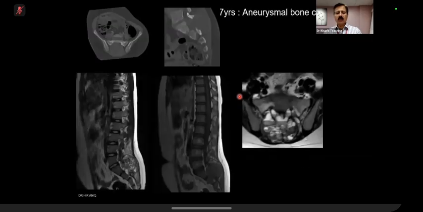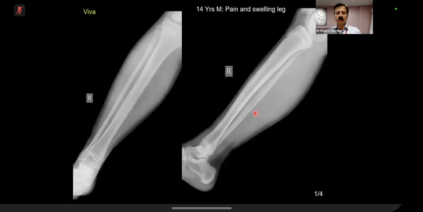Aneurysmal bone cyst in the spine. In the earlier section, we did a lot of lesions in the posterior elements, osteoblastoma, and we did consider that the differential diagnosis will be an aneurysmal bone cyst. And look at this lesion, which has so many fluid levels, a 7-year-old with aneurysmal bone cyst. This is a beautiful case. I will show you a bigger picture once you describe it. All of you should concentrate on this. This has come in the exam and it's a very, very good case.